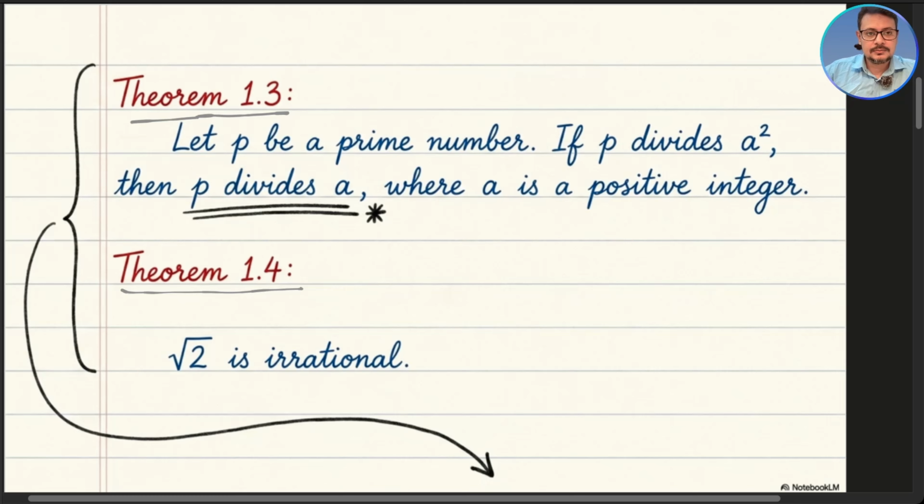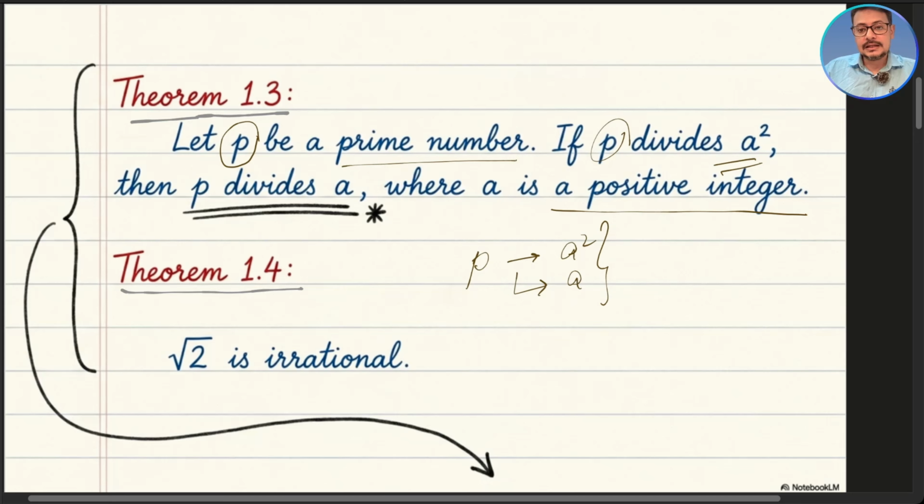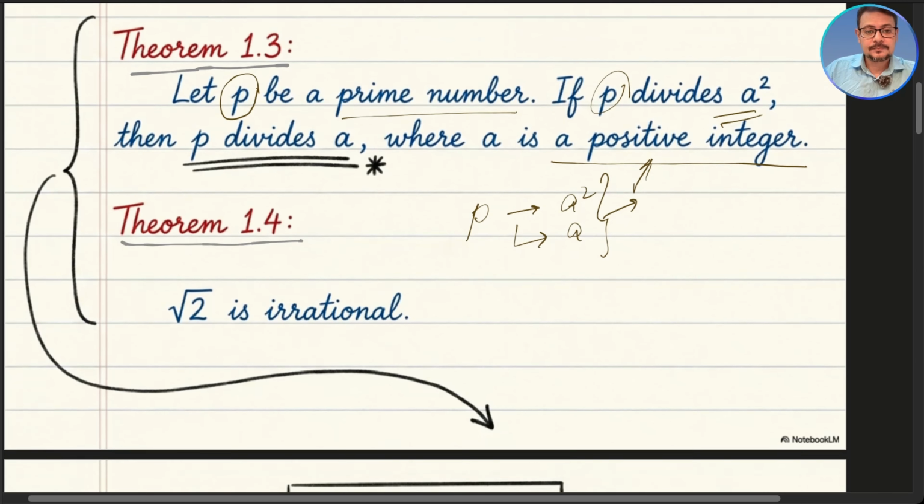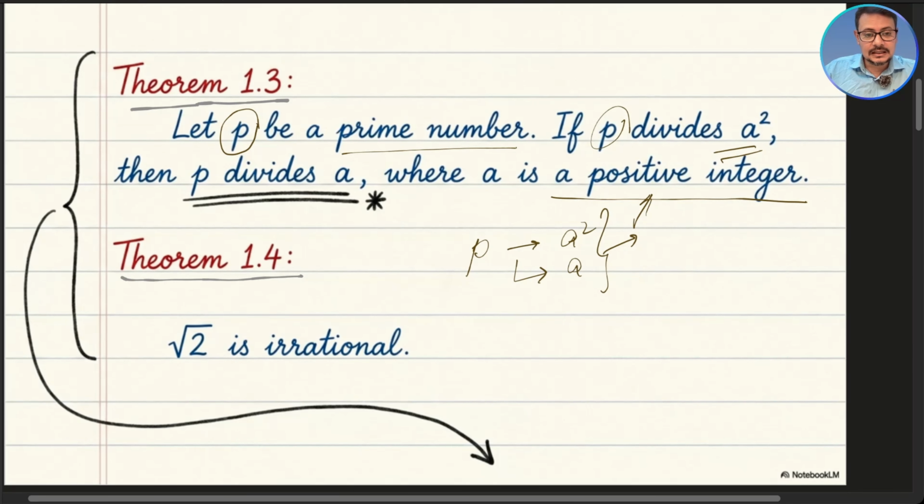So what does this theorem state? It states that let P be a prime number. If P divides a square, then P divides a as well, where a is a positive integer, any number a. If P is a prime number and it divides a square, then it also divides a, where a is supposed to be a positive integer. That is theorem 1.3. Another theorem is that root 2 is irrational.